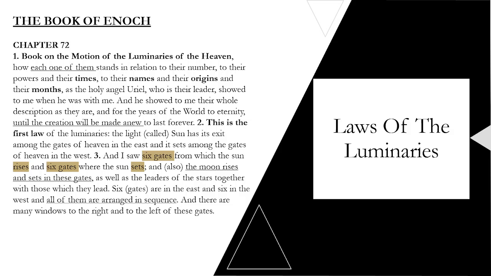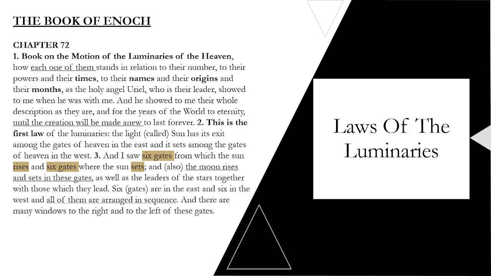The light, called sun, has its exit among the gates of heaven in the east, and it sets among the gates of heaven in the west. So this is a static law. This law says that the sun will forever rise in the east and forever set in the west. They won't switch places. The sun will not rise in the west and set in the east.